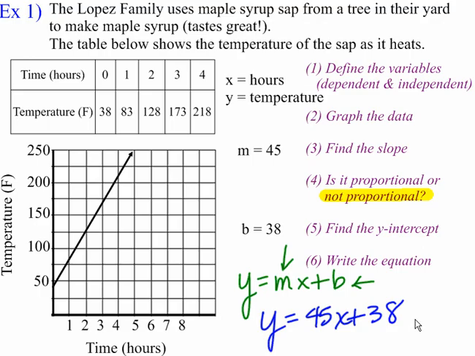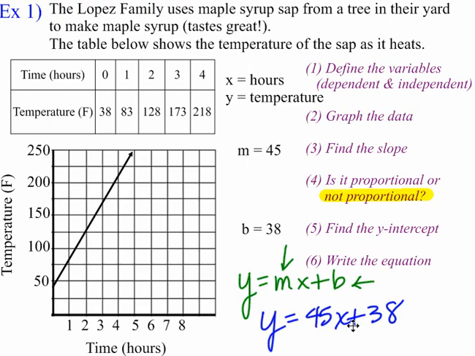So what this equation is telling us, if I only knew about the Lopez family, this one sentence, the Lopez family uses maple syrup sap from a tree in their yard to make maple syrup, I would be able to look at this equation and say, well, when they put the sap on the stove, it was at 38 degrees Fahrenheit, and for every hour that it's going to be on the stove, it's going to climb 45 degrees for every hour that goes by. So remember, this is going to help tell the story.